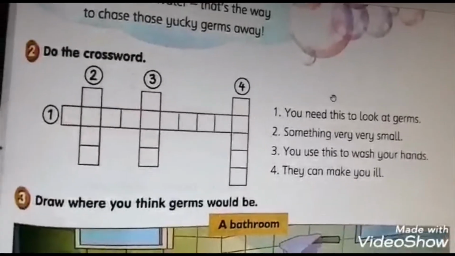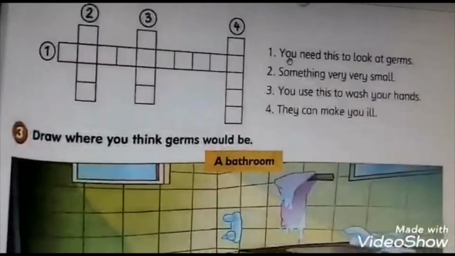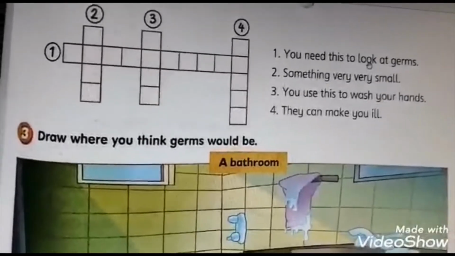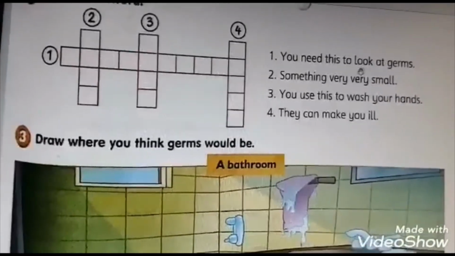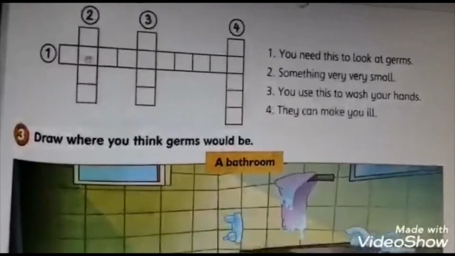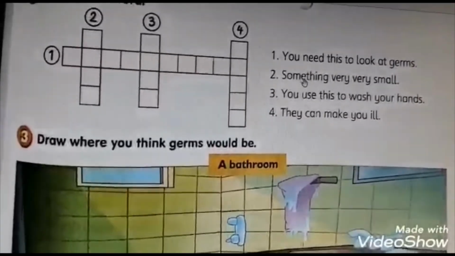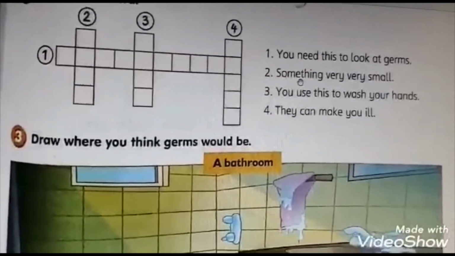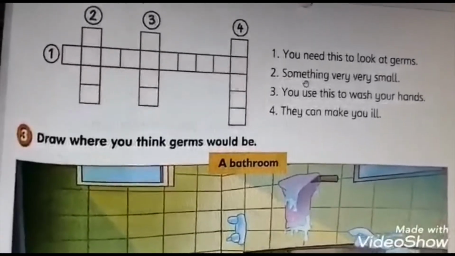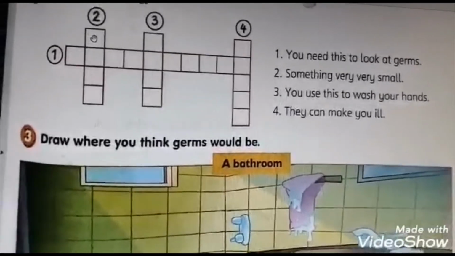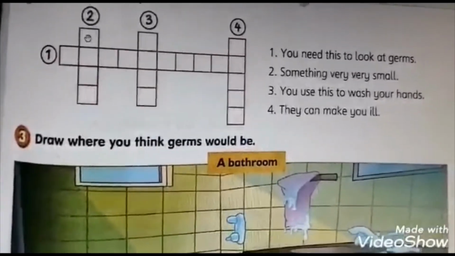So this is also a reading activity. Do the crossword. So number 1, you need this to look at germs. Yes, what do we need to look at germs? Yes, the number 1, microscope. Well done. Something very, very small. What does that mean? Yes, the synonym of small is tiny.